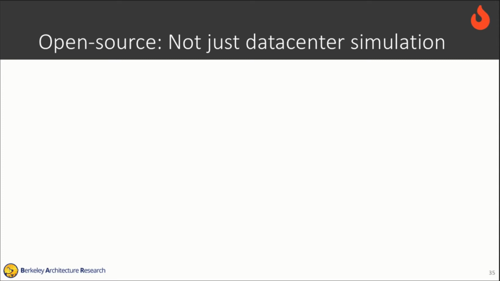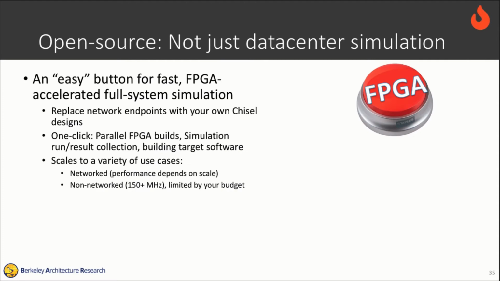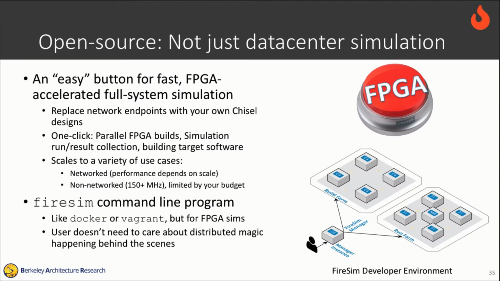Okay, so the point of this is that we've open sourced everything, and it's not useful only for data center simulation. What we've essentially built up in this process of needing all this automation to achieve this scale is basically an easy button for doing fast FPGA-based simulation. In all these examples, I talked about modeling server types of systems. But you can replace these endpoints here with arbitrary Chisel designs. And FireSim will automate the process of running all of these builds, running simulations, collecting results, building target software, all sorts of things. And you don't have to have a network. You can run tons of individual parallel simulations and so on. And we'll talk about all of these things as we go through the rest of the day.